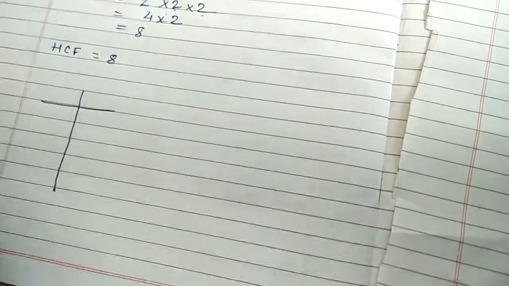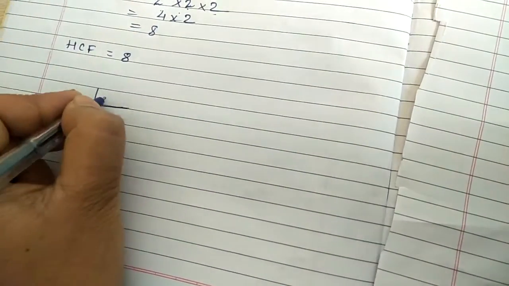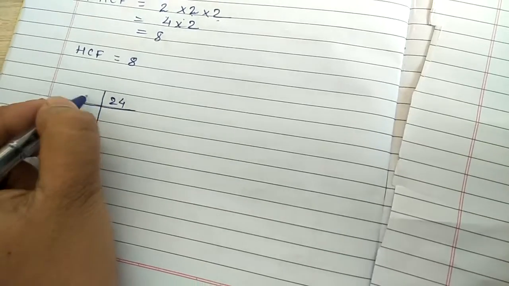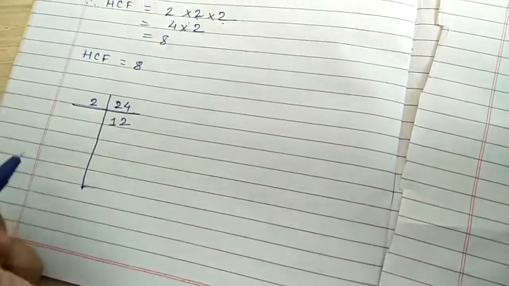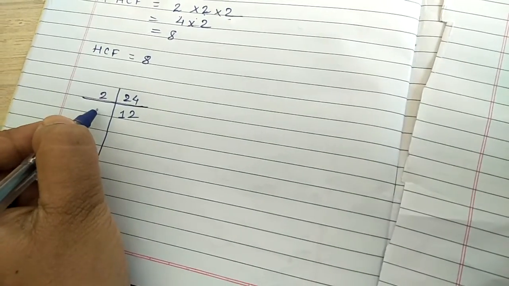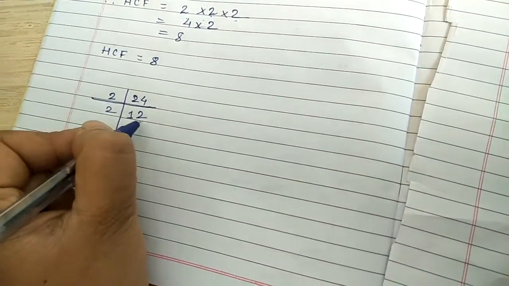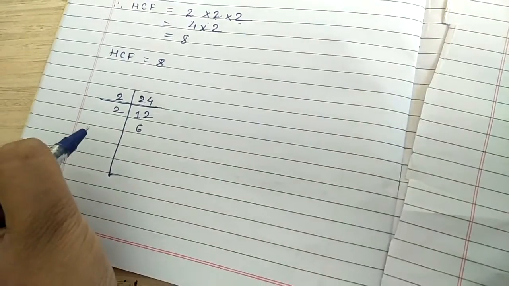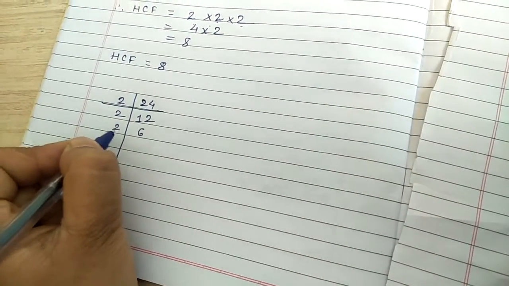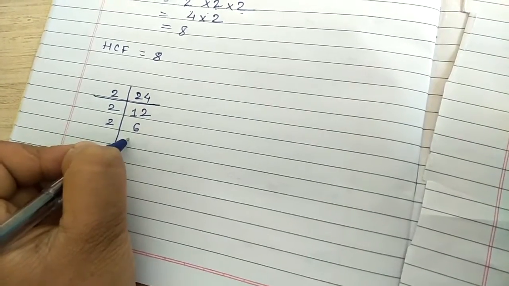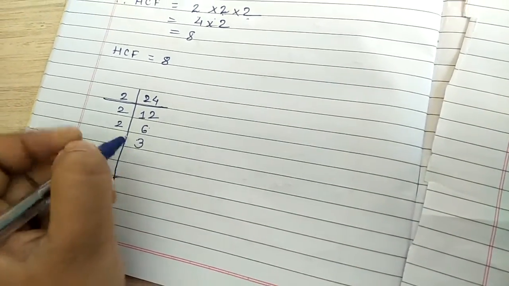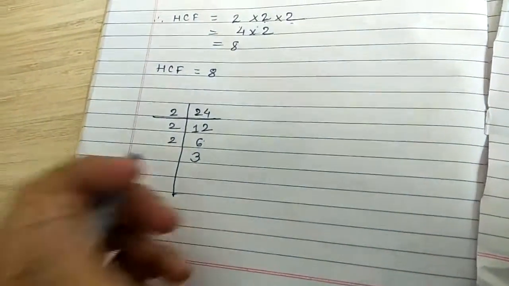So here in the vertical method we need to make 2 columns. First number is 24. So 24 we are going to divide by 2. So 2 1s are 2 and 2 2s are 4. Then again this 12 we can divide by 2. So here we wrote 2, 2 6s are 12, and again 2. So 6 we are going to divide by 2. So 2 times what? 3s are 6. Done.